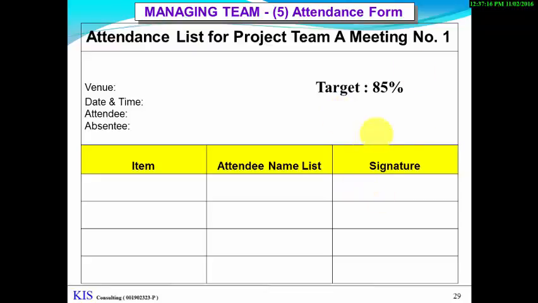The question is, why not 100%? The reason is we allow for some emergencies among the members, so we do not want to force the team members to attend because of a 100% requirement.